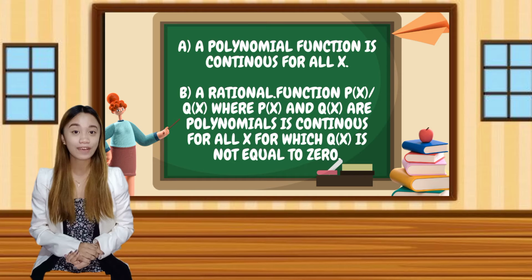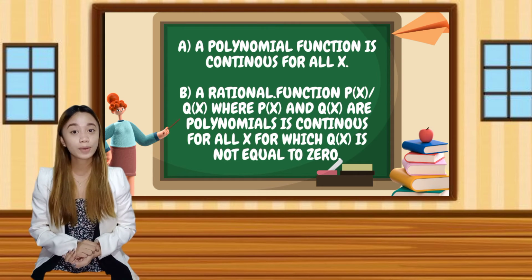First, a polynomial function is continuous for all of x. Second, a rational function p of x over q of x, where p of x and q of x are polynomial, is continuous for all of x for which q of x will not be equal to 0.